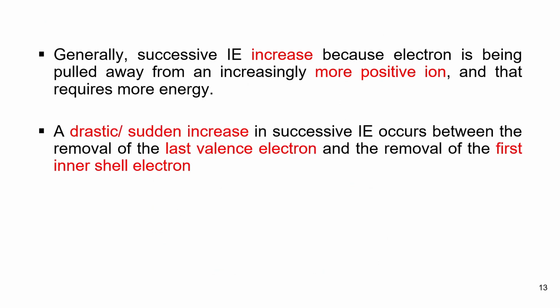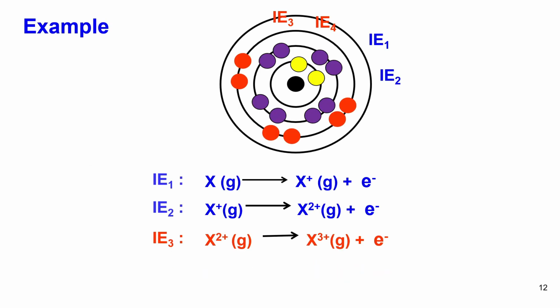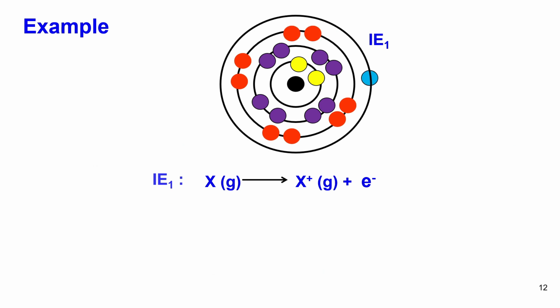Okay, a drastic or sudden increase in successive ionization energy occurs between the removal of the last valence electron and the removal of the first inner shell electron. Jadi kita tengok dekat sini, as we can see from the diagram here. Kalau di sini kita boleh nampak first dia ada dua ionization, dua electron valence. Jadi first electron daripada outer shell, second electron daripada outer shell. Okay, elektron yang ketiga daripada mana?